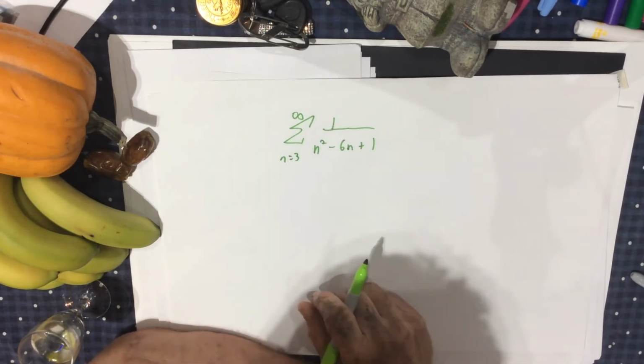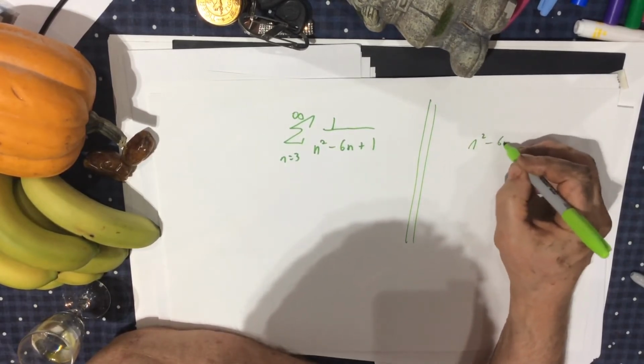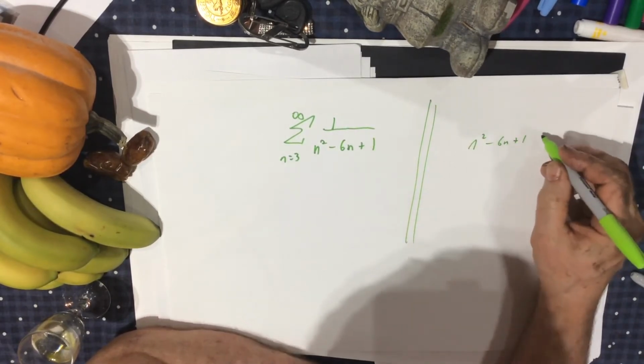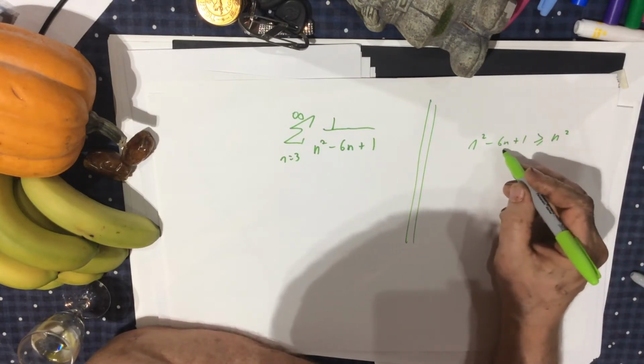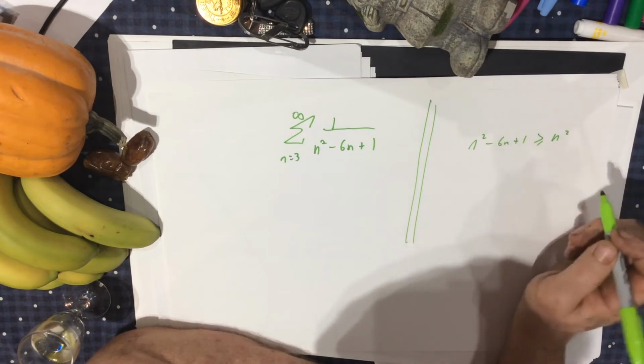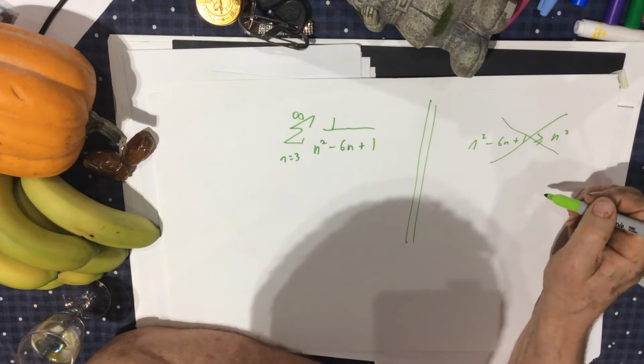That's a quadratic in the bottom. But do you have any reason to believe that n squared minus 6n plus 1 is going to be bigger than or equal to n squared? In fact, it might be the case that it's always less than n squared because we subtracted 6n. So we might not have this.